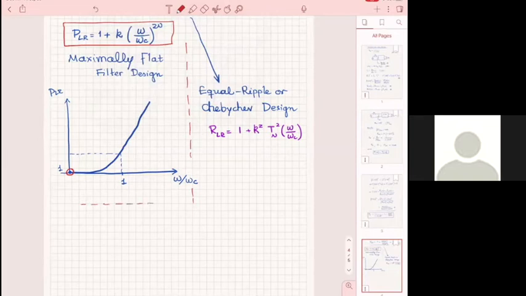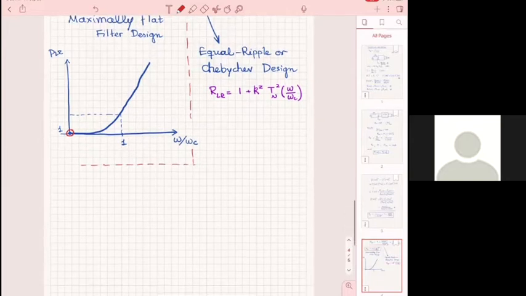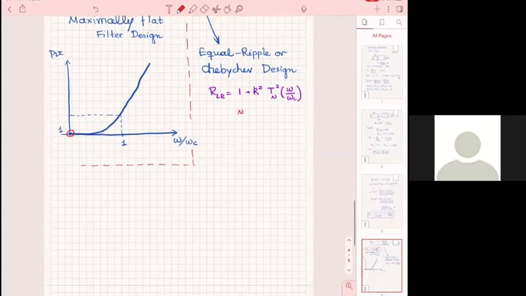They have both an oscillatory performance and also a monotonic performance. Dr. Katehi, is that omega C or L? Where? Our equal ripple or Chebyshev design, PLR equals 1 plus k squared times T_n squared times omega over omega. Is it C or L? C. Okay. And that's the order, nth order here.